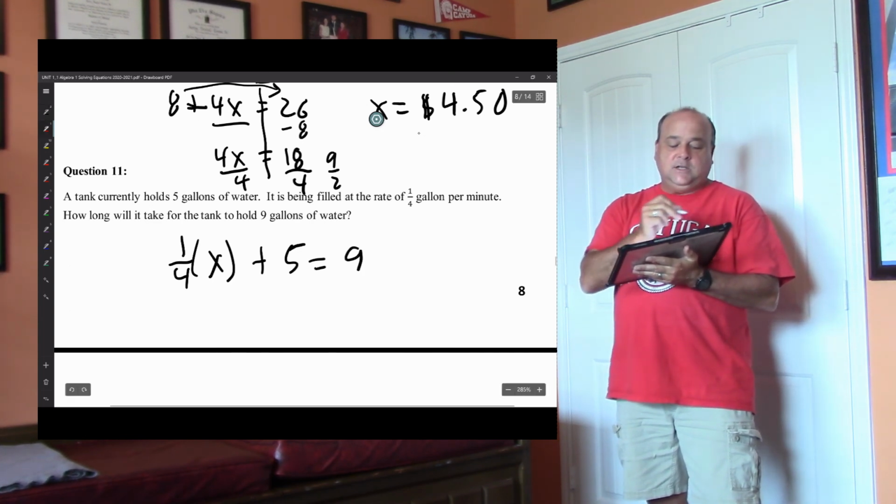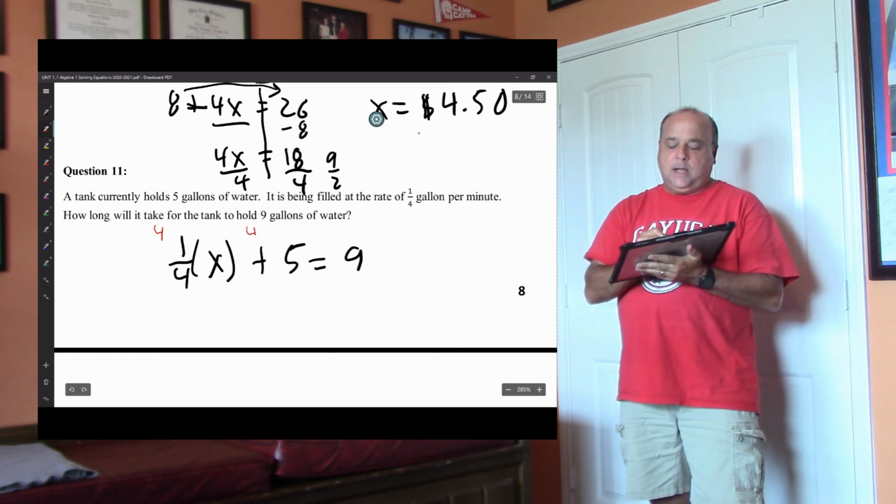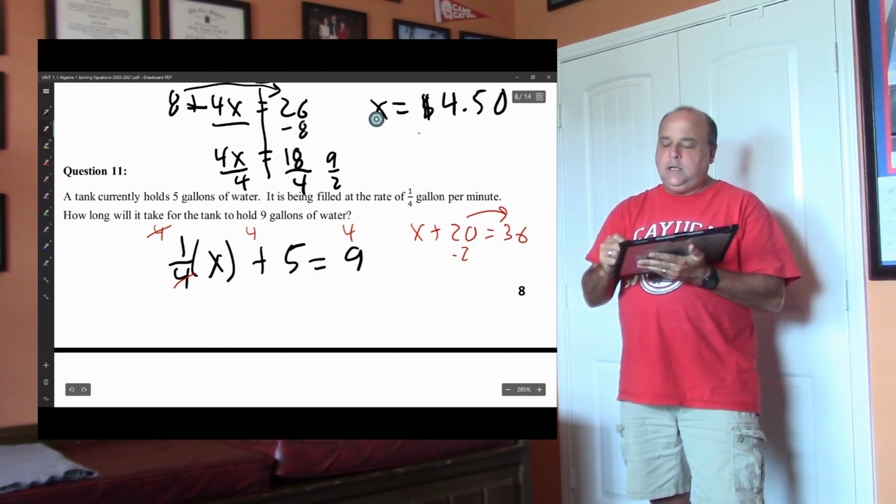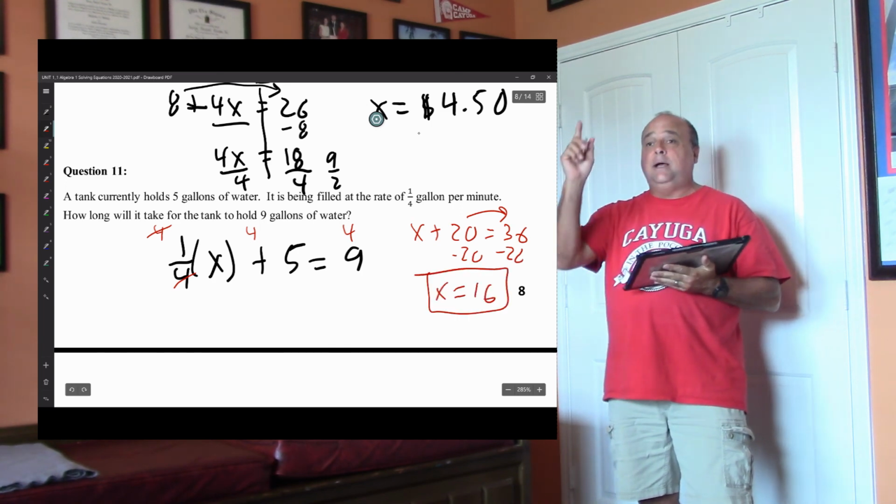So for this problem, let's get rid of the fraction first. We're going to multiply everything by 4. The 4's cancel out. I'll have x plus 20 equals 36. Then just move over the 20, and I will get 16, and my camcorder is about to die.